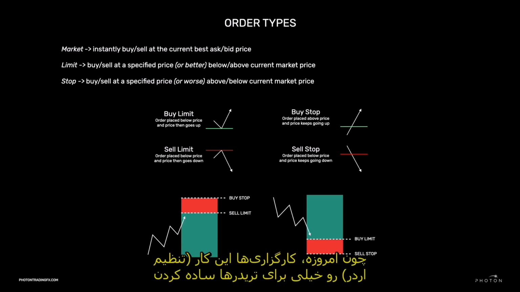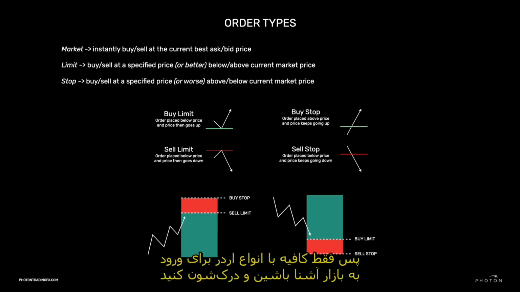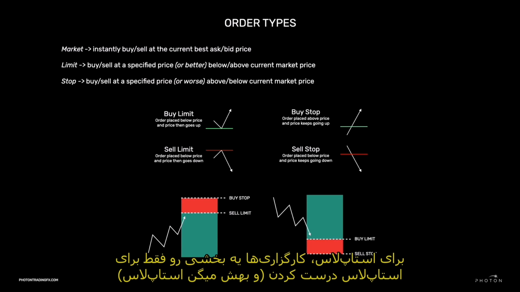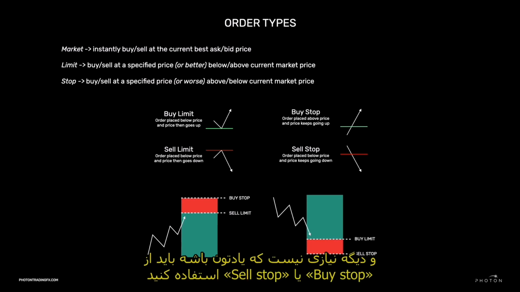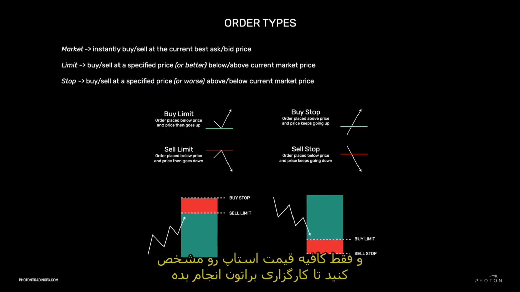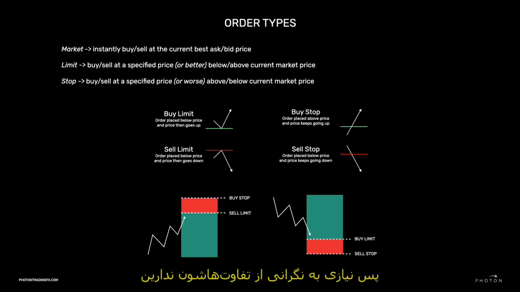Because nowadays, brokers have made their platforms extremely simple and pretty intuitive for setting your trade orders. So you pretty much now only need to understand the different types of orders for when you are entering the market. Because for your stop loss, the broker will pretty much just call it your stop loss. So you don't need to remember if it's a buy stop or a sell stop. Your broker will just put your stop loss in there for you. And obviously you have to put the price, but it will just say stop loss. So you don't need to worry about the difference.